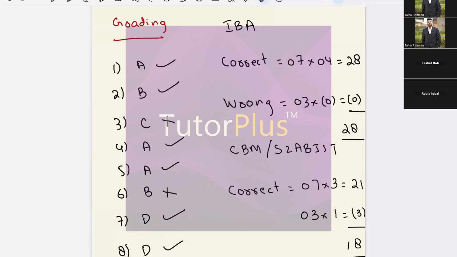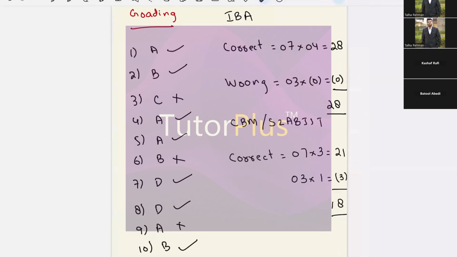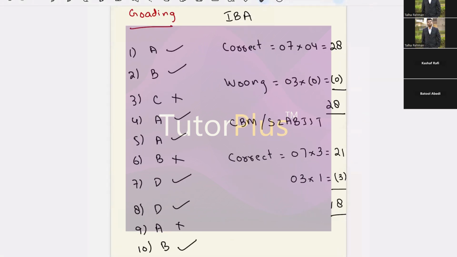Likewise, how exactly does the grading work? Please understand that. Let's just say you have 10 questions and you get 7 of them right. For the IBA test, you get 4 points for every question that you get correct. So 7 times 4 would be 28. And for every question that you get wrong, there's no negative marking. So 3 times 0 will eventually be 0, and your net score will be 28.